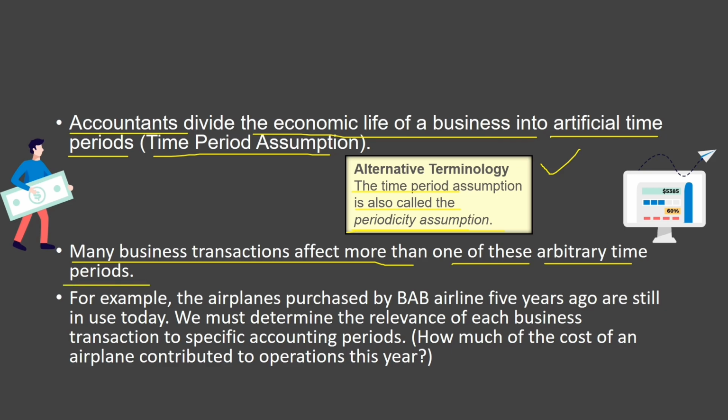For example, an airplane purchased by BAB Airline 5 years ago is still in use. That airplane is still in use, so we must determine the relevancy of each business transaction, that is, how much it is relevant to the specific accounting period. For example, how much the cost of the airplane contributed to the operations this year.